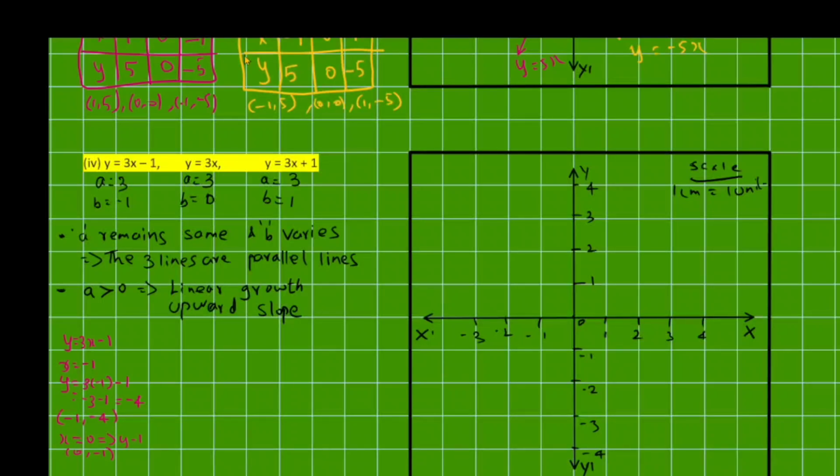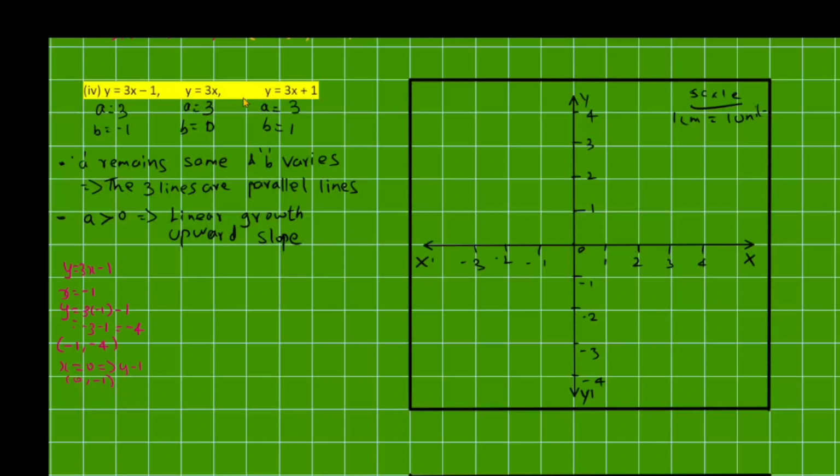Then the third coordinate point, if suppose I am replacing x is equal to 1, y is equal to 3 into 1 minus 1. So y is equal to 3 minus 1, 2. So 1 comma 2. So these are the coordinate points. Minus 1, minus 4 first. This is the first coordinate point, minus 1 comma minus 4.